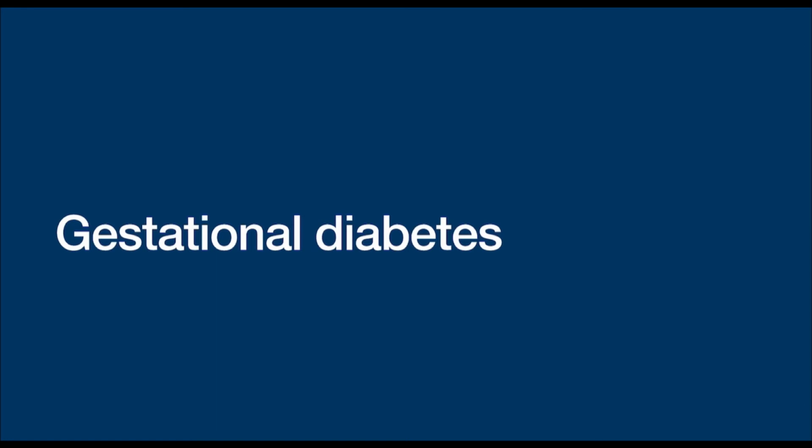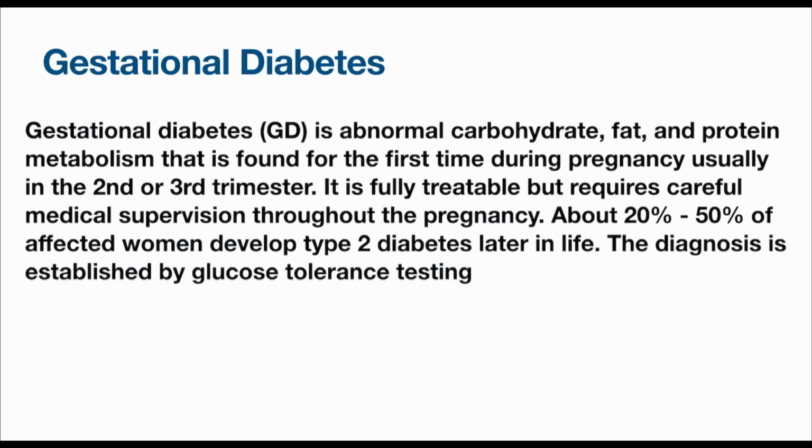Now we come to our condition, which we talked about earlier, gestational diabetes. It is one of the conditions that, if it happens to the mother, will put her at high risk in pregnancy. Gestational diabetes is an abnormal carbohydrate, fat, and protein metabolism that is found for the first time during pregnancy, usually in the second or third trimester. It's fully treatable but requires careful medical supervision throughout the pregnancy. About 20% up to 50% of the affected women develop type 2 diabetes later in life.